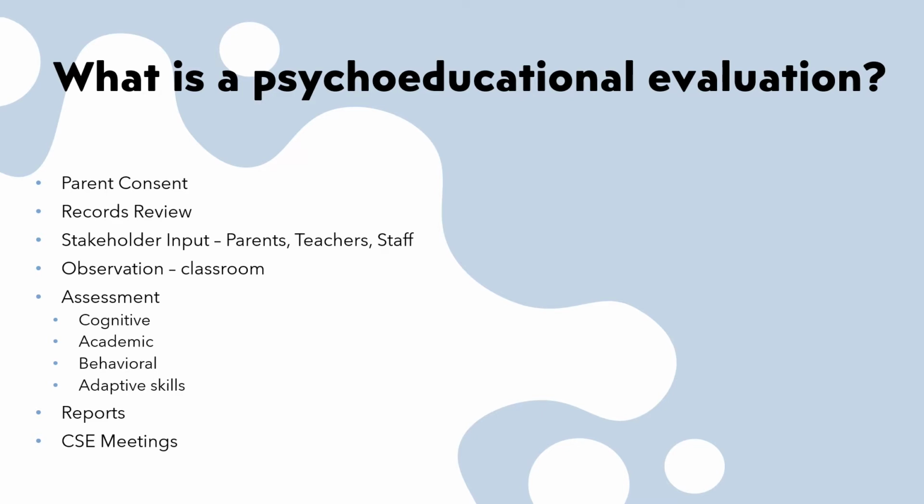And then, of course, there's the assessment piece. So this is where I look at the way that a child thinks. I look at their academic skills, behavior, adaptive skills. The psychoeducational evaluation is broken up into different areas depending on the student's needs. I take all this information, I try to get a snapshot, a good picture of a child, and I put it into a report, which I will discuss in this next slide. And then, of course, I will go over that report at a Committee on Special Education meeting.